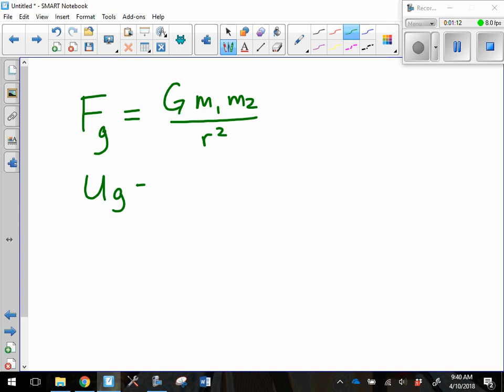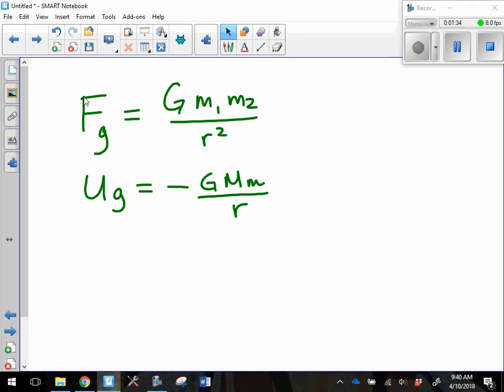We also had a new form for the gravitational potential energy, which was what? Priya. Okay, so again, big M, little m, M1, M2, it doesn't really matter. We're just talking about two different masses. You can distinguish them any way you like. R is still the separation.